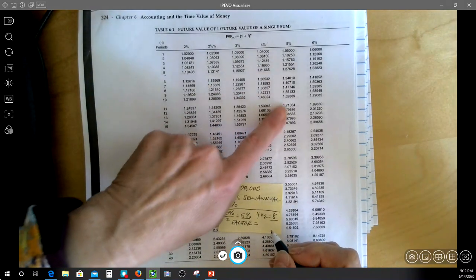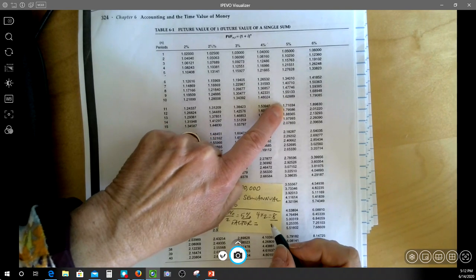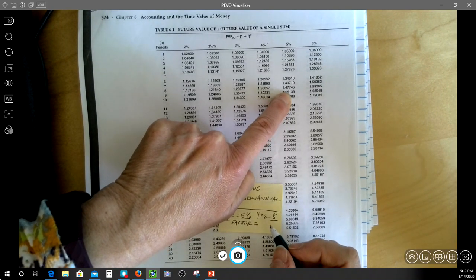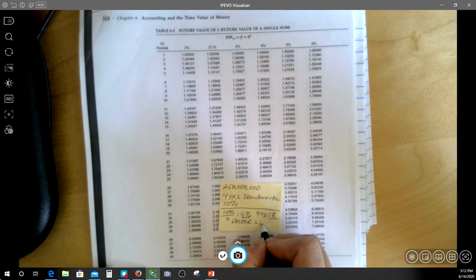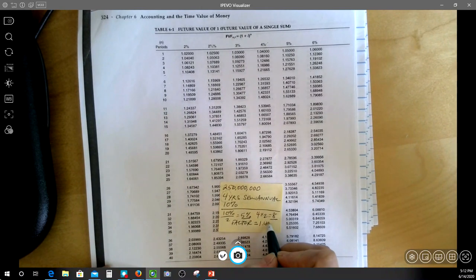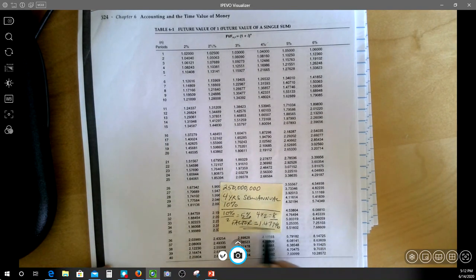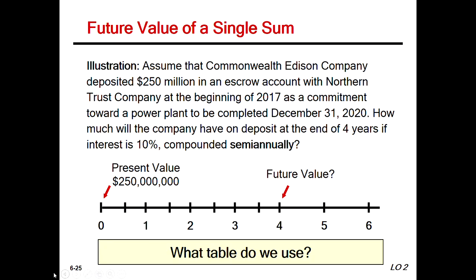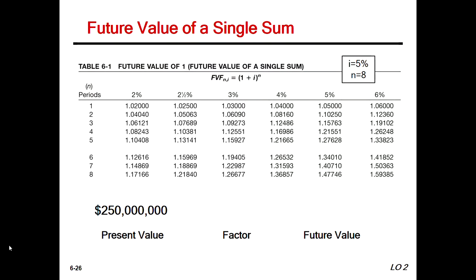So we find 8 periods here at 5% gives us a factor of, where do we go here? 8. So it's 1.477. 5%, 8 periods, 1.47746. So there's the factor. Let's go back to our problem here. So which table do we use? Well, we're going to use the future value of a single sum table.